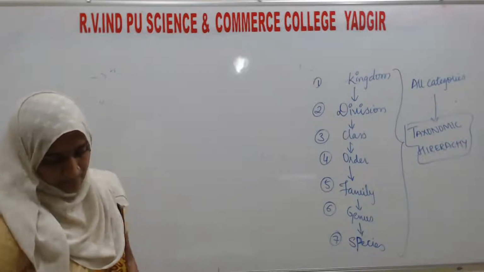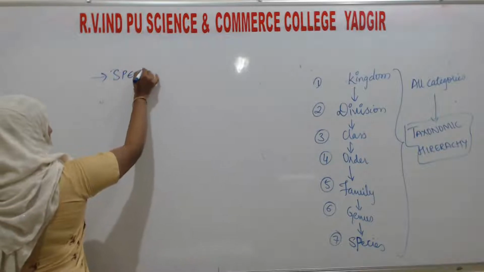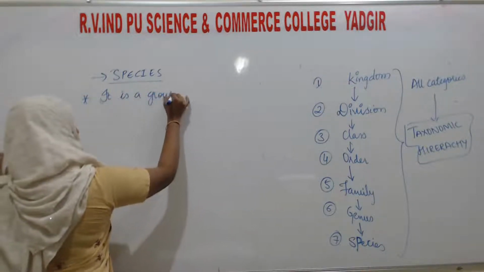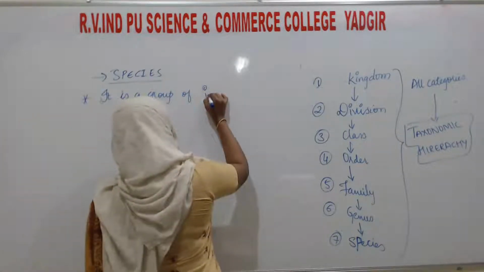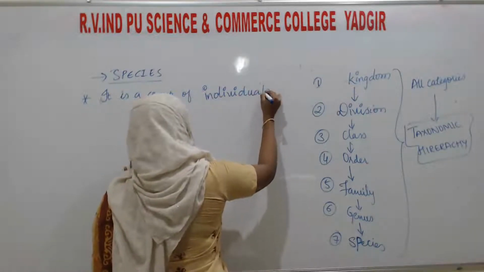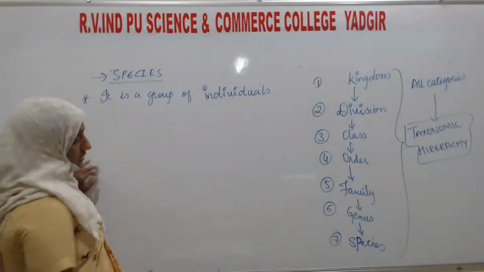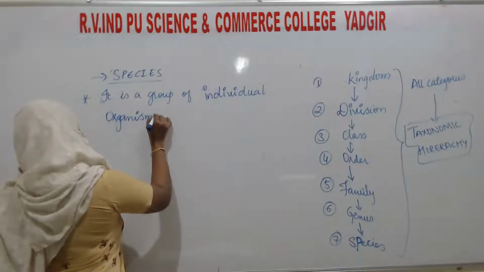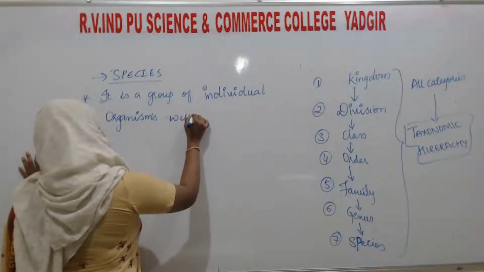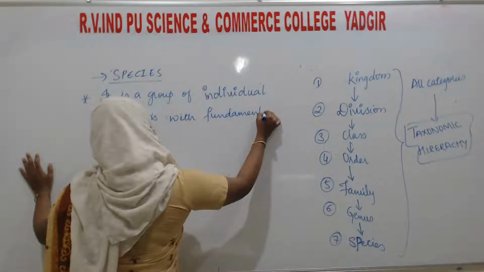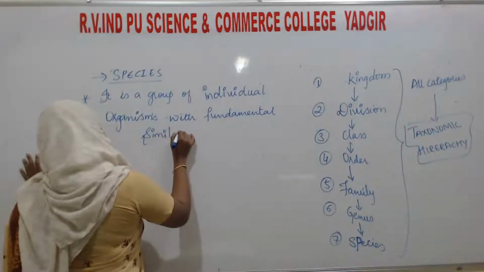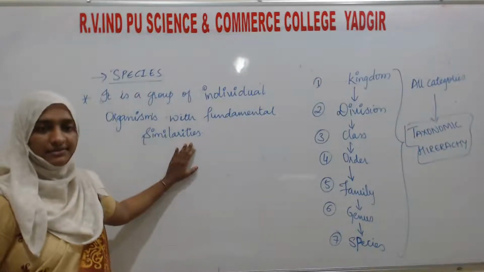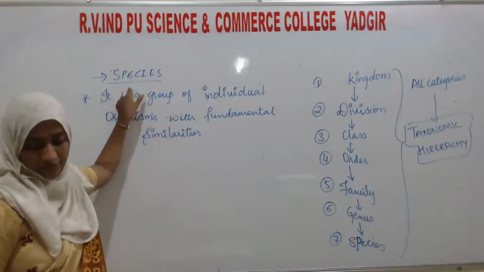Species is a group of individual organisms with fundamental similarities. This is the definition of species.